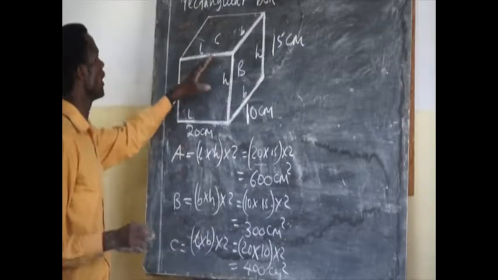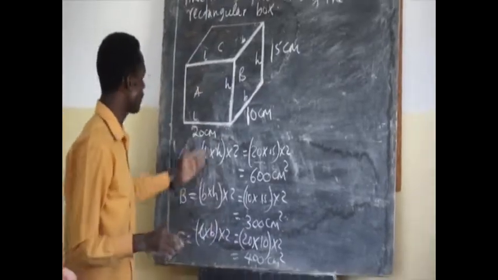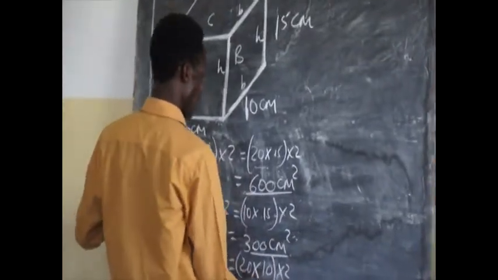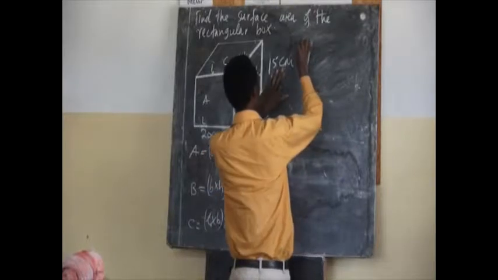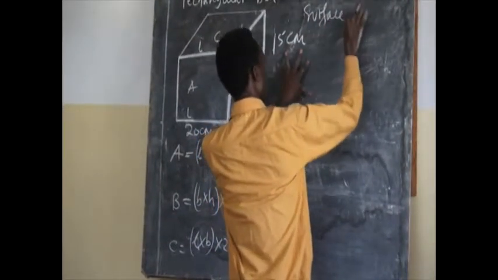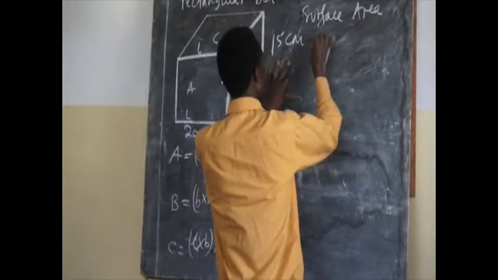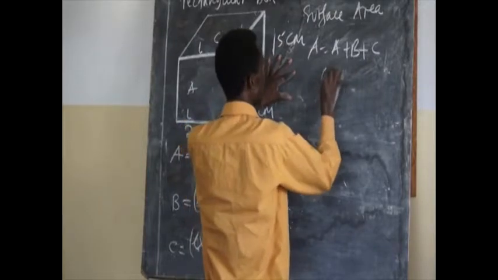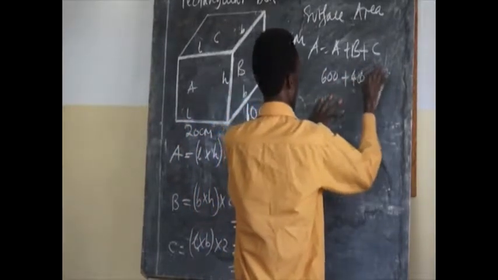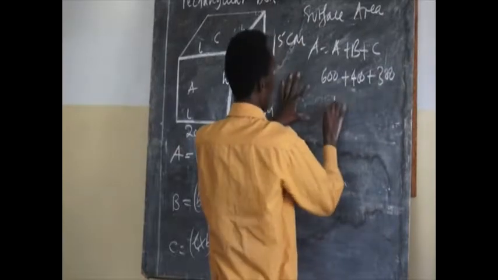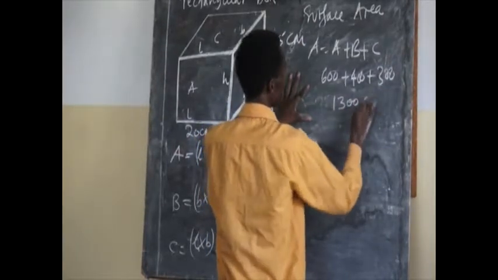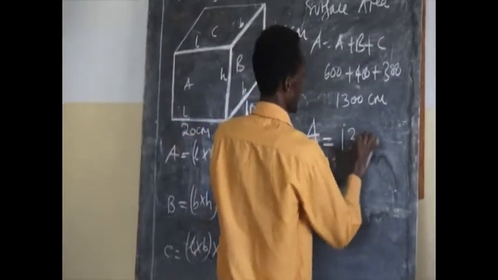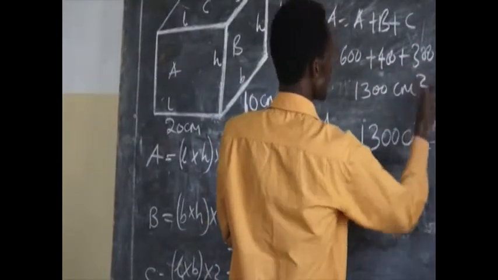To find the surface area of the rectangle, you sum them. We have 600 centimeter square, 300 centimeter square, and 400 centimeter square. Now surface area is equal to area A plus area B plus area C, which is equal to 600 plus 400 plus 300, which is equal to 1,300 centimeter square. Now the surface area of the rectangle is equal to 1,300 centimeter square. So this is how we can calculate.